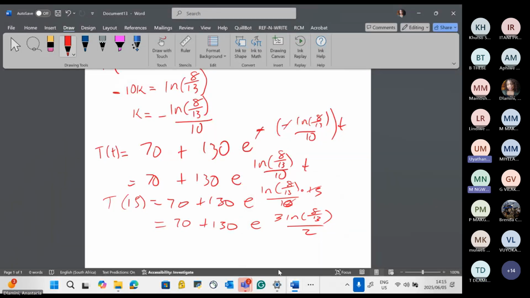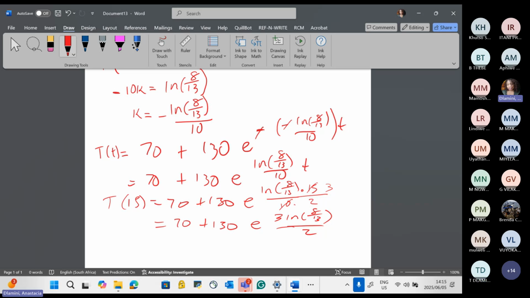Can you repeat that, ma'am? Where did you get the 3 over 2? Look, here it's ln of 8 over 13 divided by 10 times t, and we put t equal to 15 here. Do you see that? 15 divided by 10 is 3 over 2. How many fives are in 15? There are 3. How many fives are in 10? There are 2. That's where I got the 3 over 2.